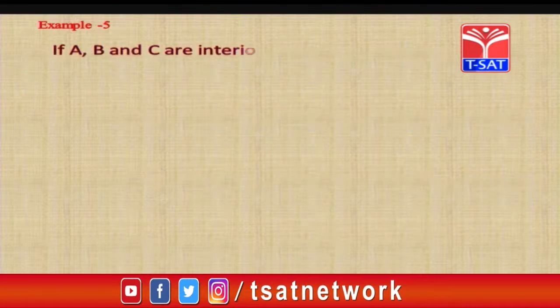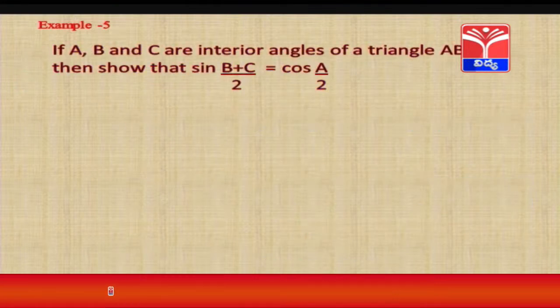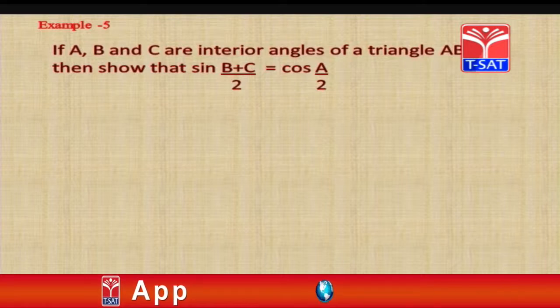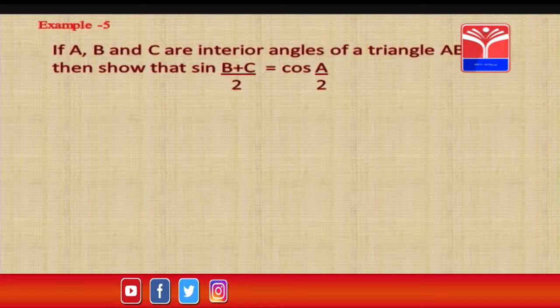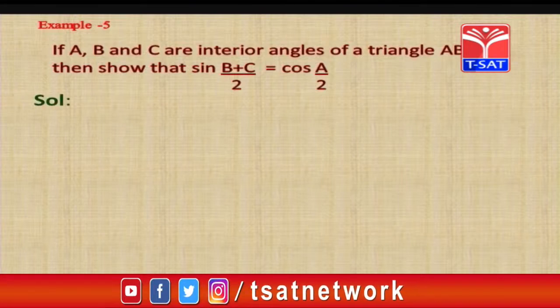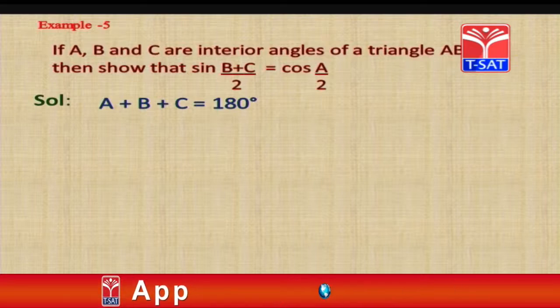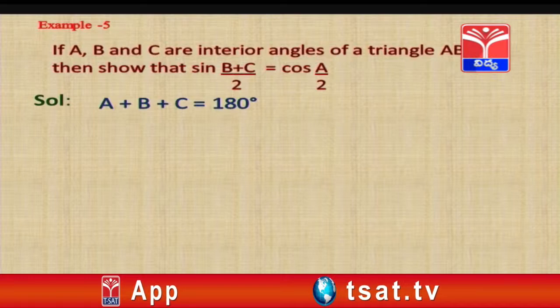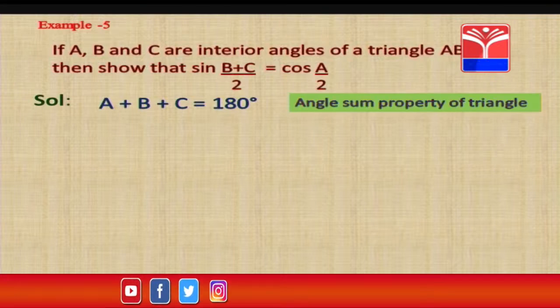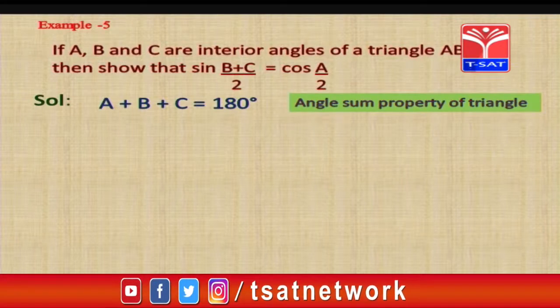Example 5. If A, B and C are interior angles of a triangle ABC, then show that sine of (A plus B) by 2 is equal to cos A by 2. He is asking us to show it. Now, what do we have? A condition by the properties of the triangle, that is the angle sum of the triangle. The sum of the interior angles of a triangle is 180 degrees. So, A plus B plus C is equal to 180 degrees. What do you call this? Angle sum property of triangle.